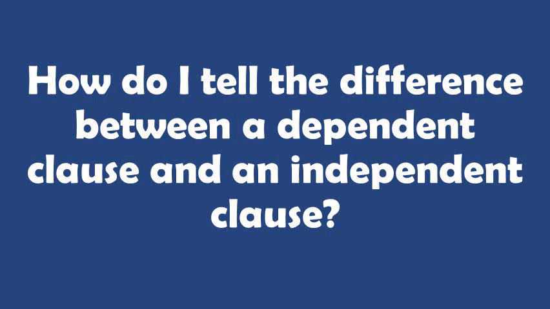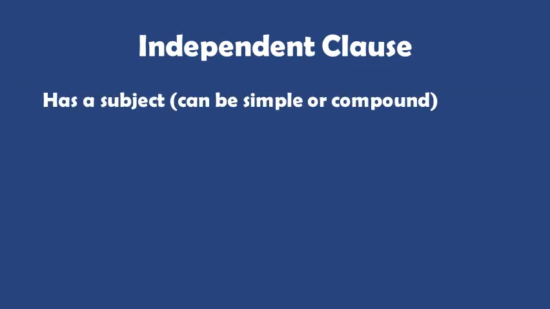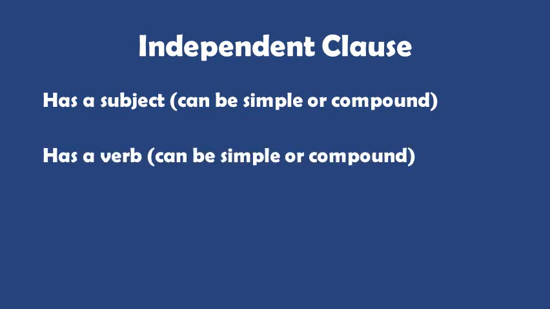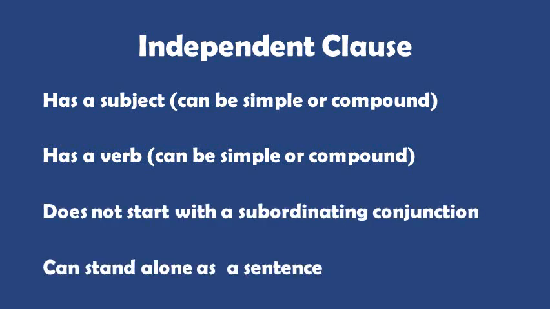Today I'm going to answer the question, how do I tell the difference between a dependent clause and an independent clause? An independent clause has a subject that can be simple or compound, has a verb that can be simple or compound, does not start with a subordinating conjunction, and can stand alone as a sentence.